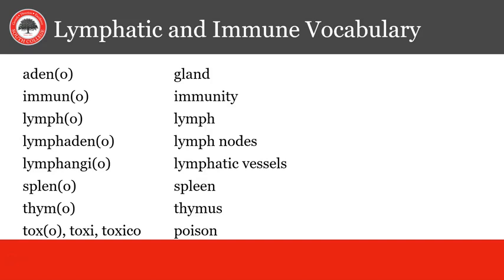Now for your new vocabulary roots. Adeno means gland, immuno means immunity. Lympho refers to the lymph. Lymphadeno refers to lymph nodes, and lymphangio refers to lymph vessels. Spleno refers to the spleen, of course, while thymo refers to the thymus. We also see toxo, toxi, toxico refer to poisons or toxins.